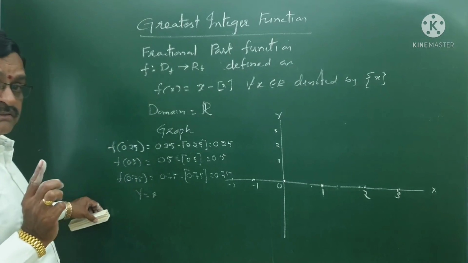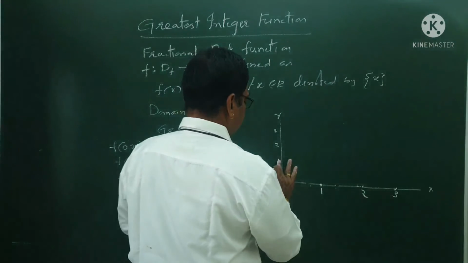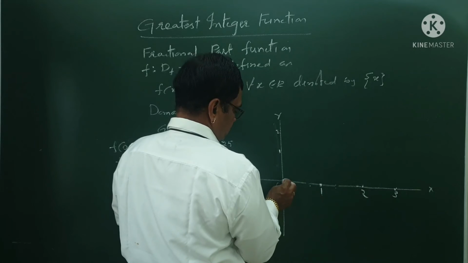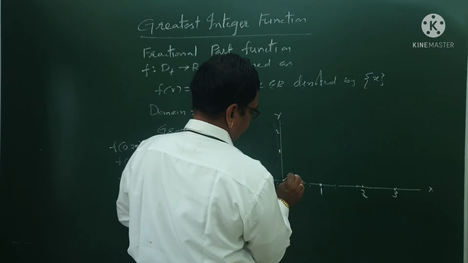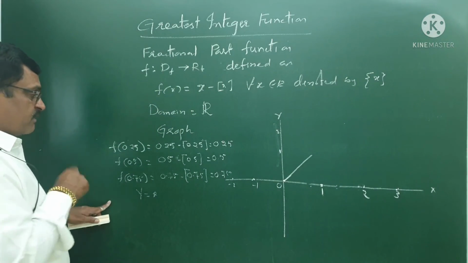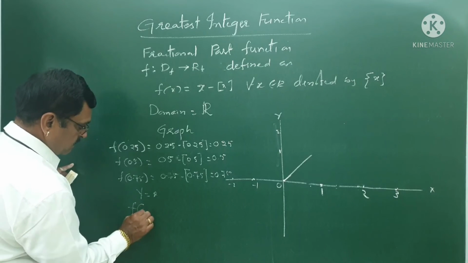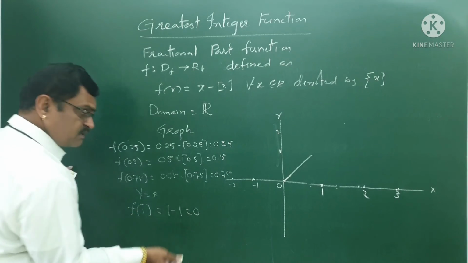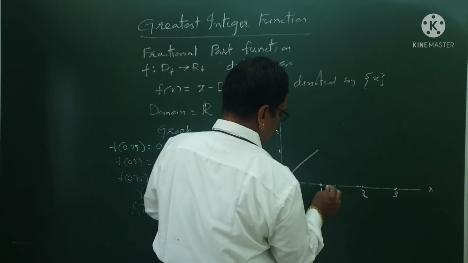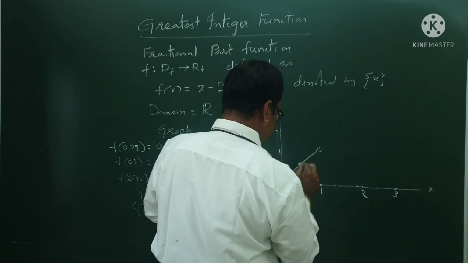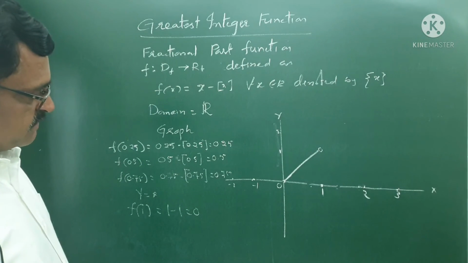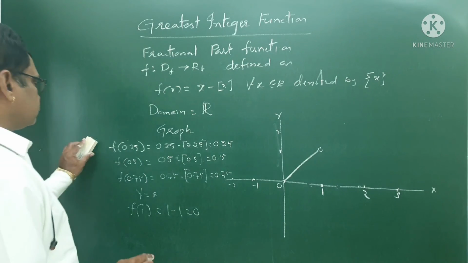Y is equal to x. So the graph between 0 and 1 goes like this. What happens at 1? Just now we checked, f of 1 is equal to 1 minus 1, which is nothing but 0. That means the graph goes up to 1, and this point is not included. That's all. So I got a graph between 0 and 1, y is equal to x.